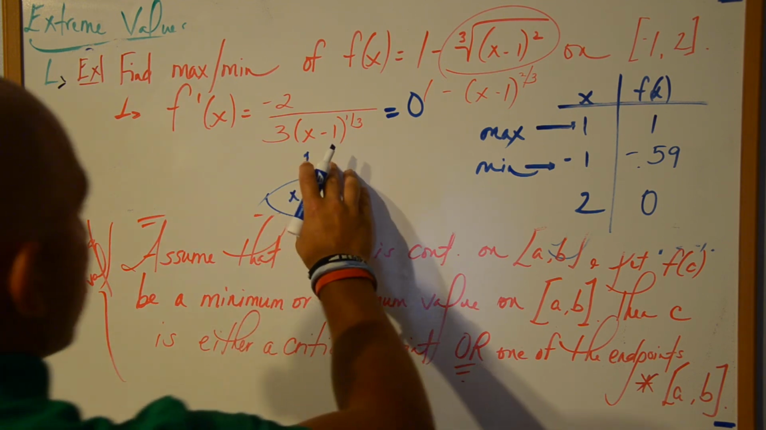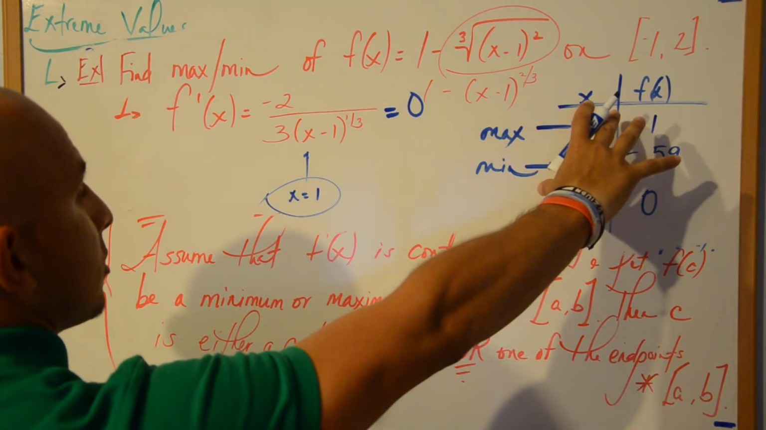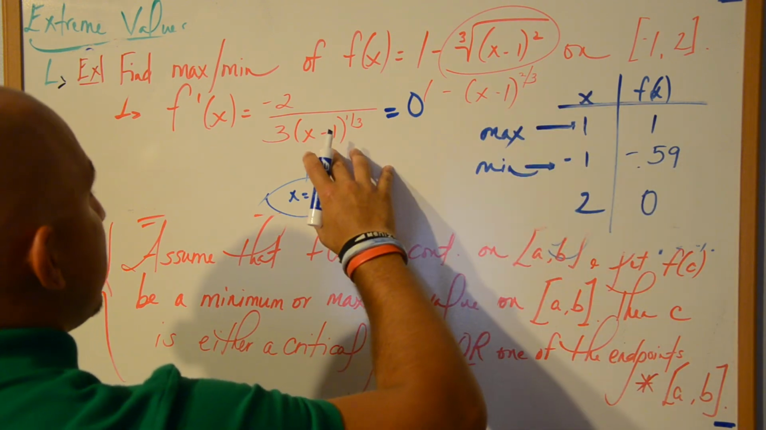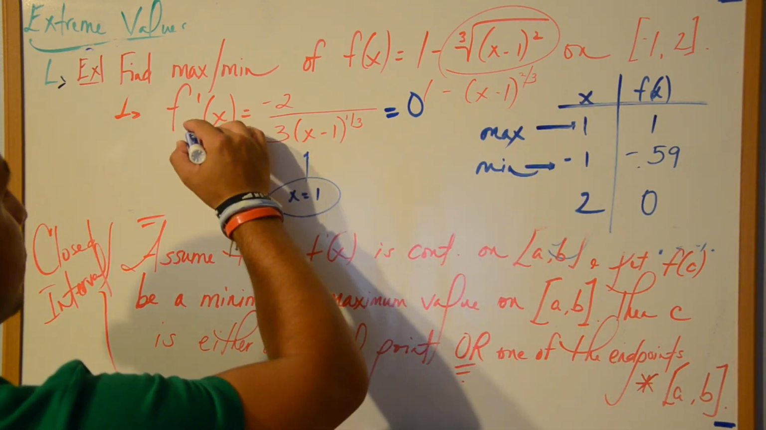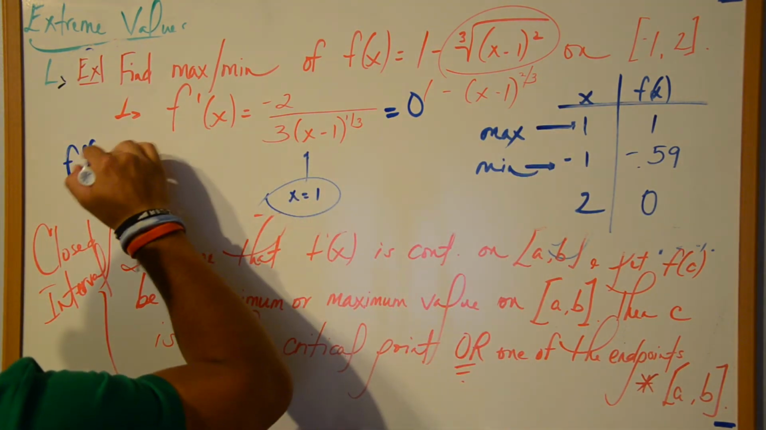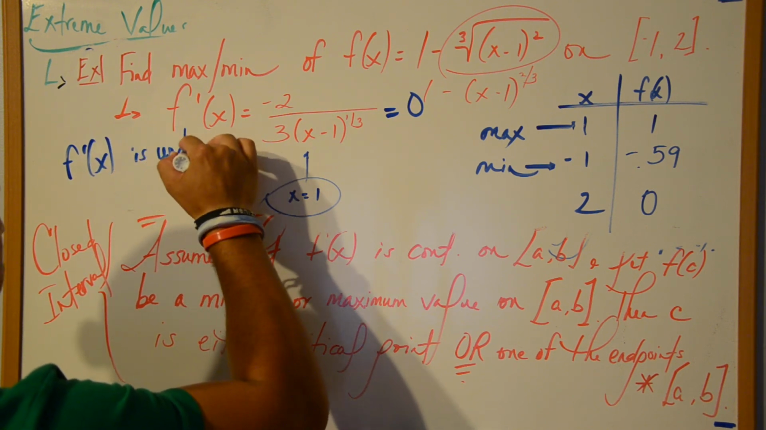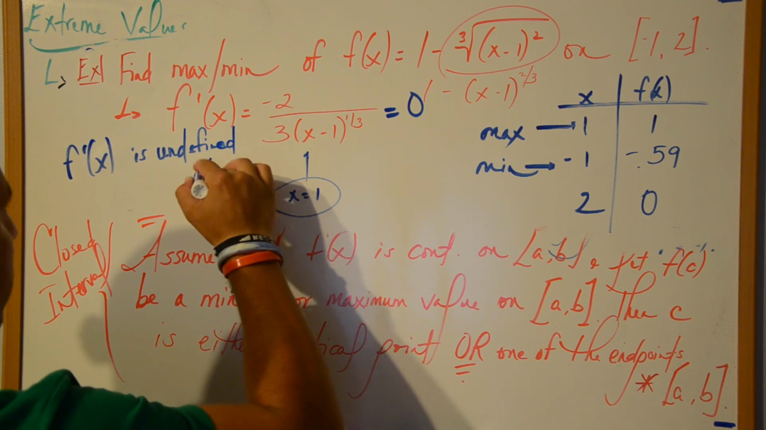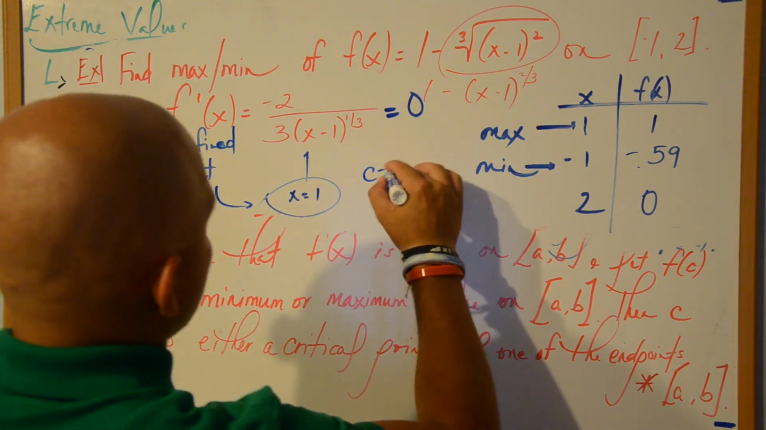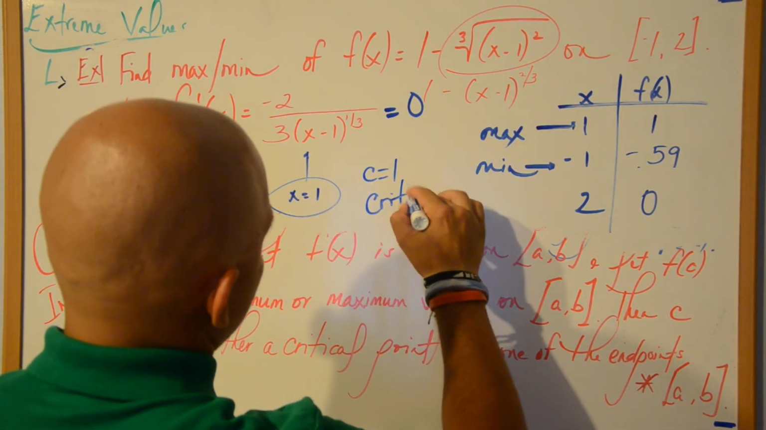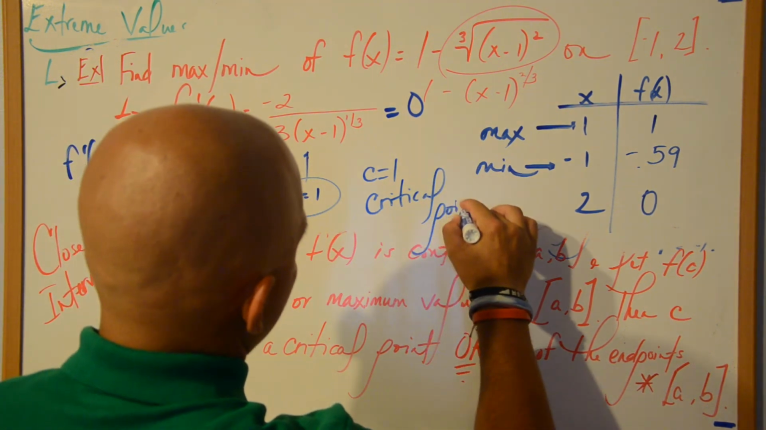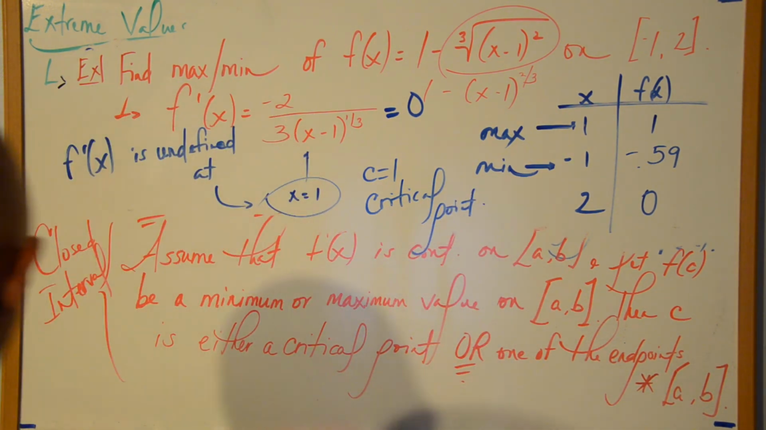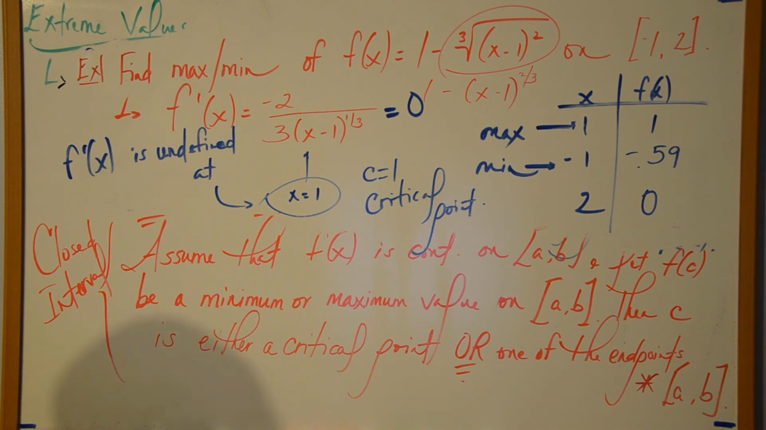Once again, I want to just go back and reiterate this. This is just computation. Here, since the derivative is undefined at x equals 1, so that c equals 1 is a critical point. That is key.